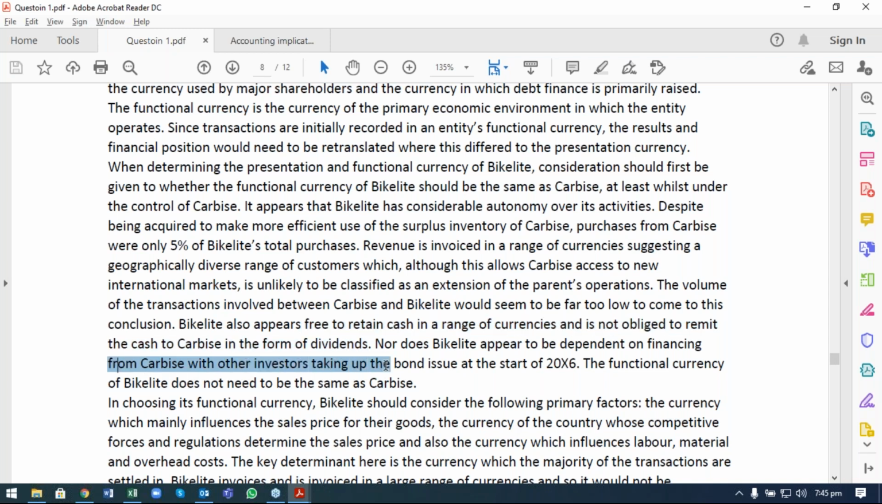How do you know that backlight is not depending upon the financing from the parent company? Because the backlight has issued some debt instruments, and none of the debt instruments were purchased by the parent company, because the parent company is already in the process of disposing of its holding within the subsidiary company, the backlight company. Then in choosing its functional currency, backlight should consider the following primary factors.